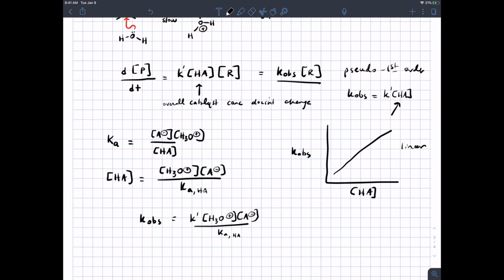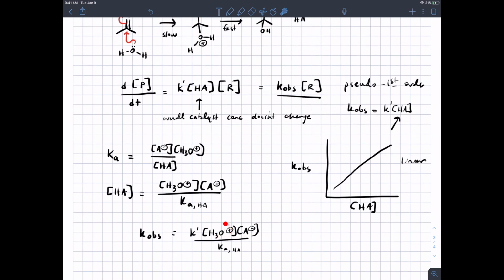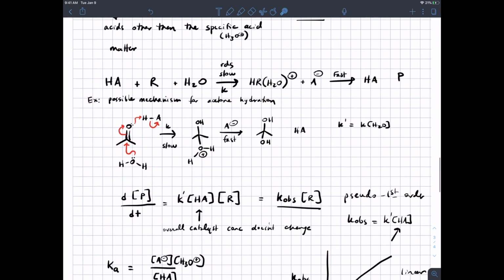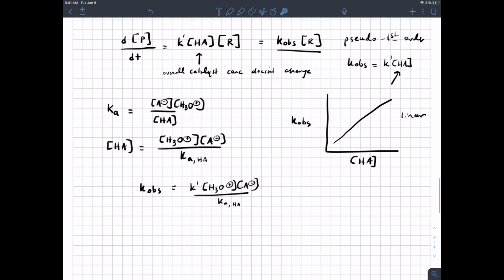Now contrast that with the expression we derived earlier. With the expression we derived earlier, H3O+ was in the rate expression, but A- was not. And the reason for that is that the starting material is involved, the acid is involved in the rate determining step. All right. Questions about that?